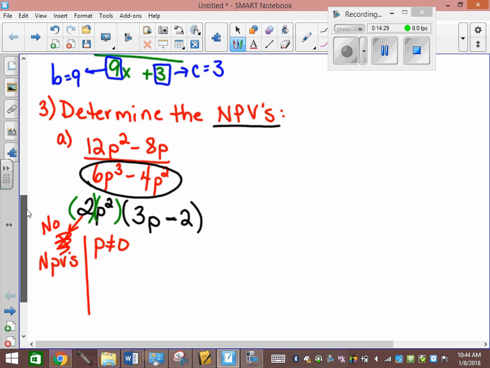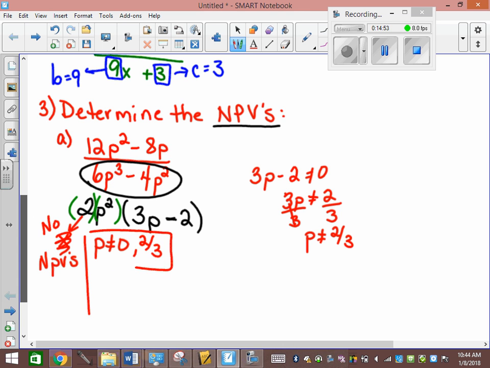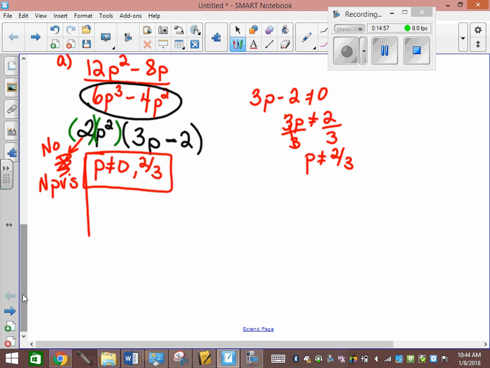And then 3p minus 2. Please do it the long way. Don't go like 2/3 or 3/2 because half of you're going to get it wrong. So 3p minus 2 can't equal 0. 3p can't equal 2. Divide by 3. And p can't equal 2/3. So we have 0 and 2/3. And we're done. That's my answer. I don't have to simplify it because it doesn't say simplify. It just says determine NPVs.